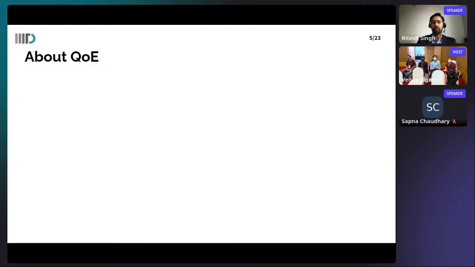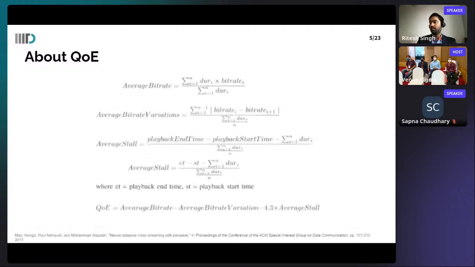QoE, that is quality of experience, is a formula-based metric from the Pensieve and MPC papers that we are using to do the performance comparison between the two protocols, namely TCP and QUIC.